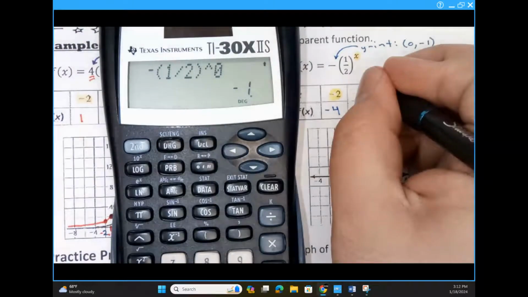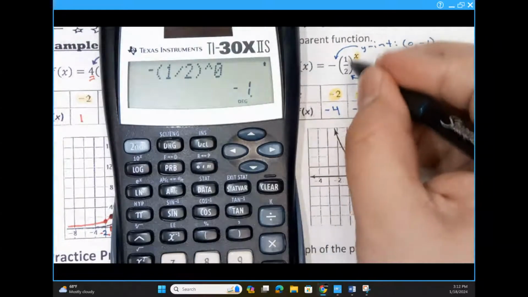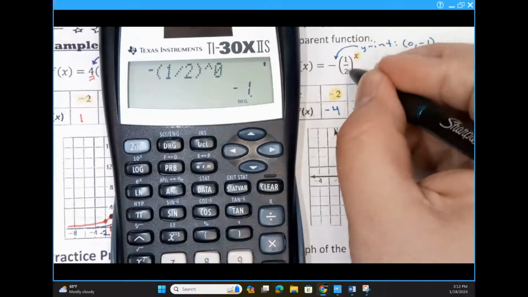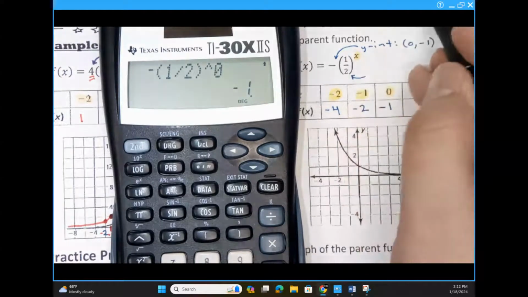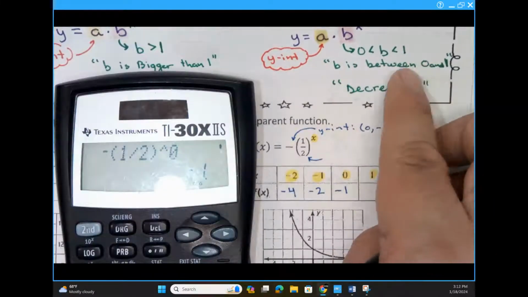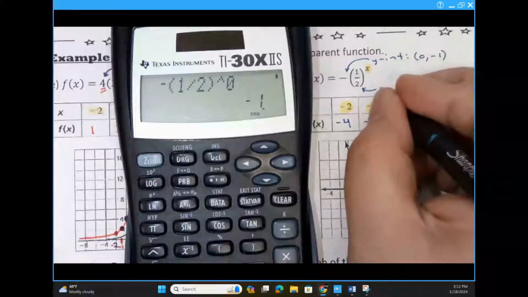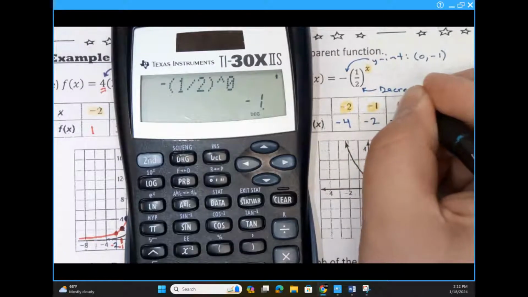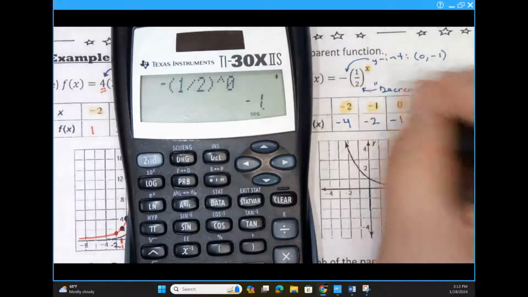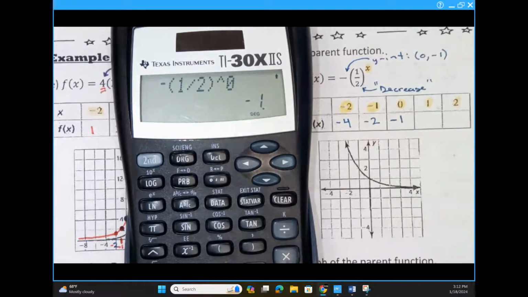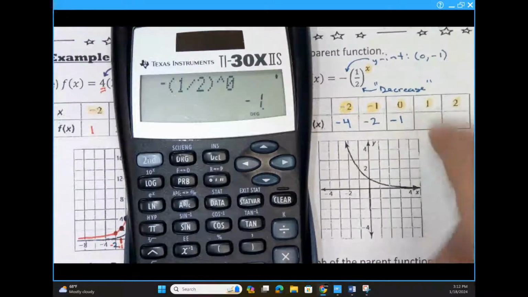Oh, and I almost forgot. Look at this number, 1/2. This number is not more than 1. It is definitely, just like it says here, between 0 and 1. So this is a decrease. If you can tell yourself this info in advance, you might be able to make sure your graphs are correct. But anyways, let's keep going. We're plugging in a 1.